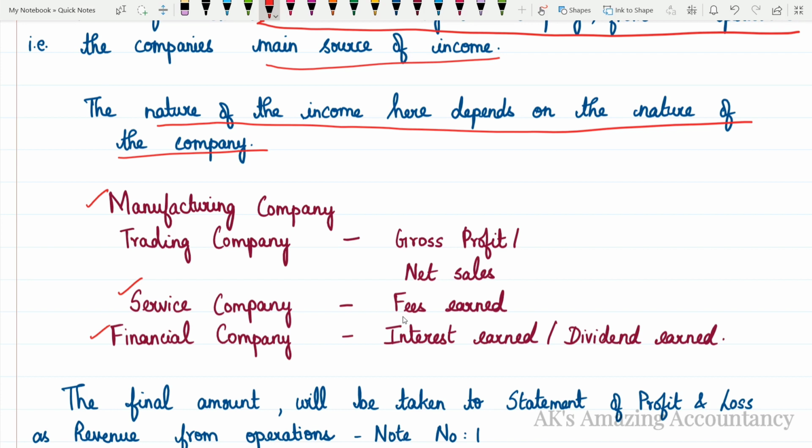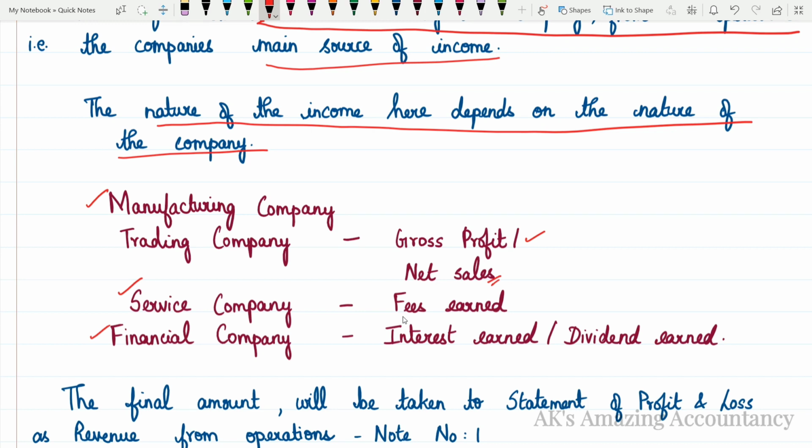So, if you are given the gross profit in the problem, you will be taking the gross profit. If gross profit is not available in the problem, you will be taking the net sales. So, what is meant by net sales? You have to know. Net sales is nothing but gross sales minus sales returns. Okay, so you have to take either the gross profit or net sales in case the company happens to be a manufacturing company or a trading company.